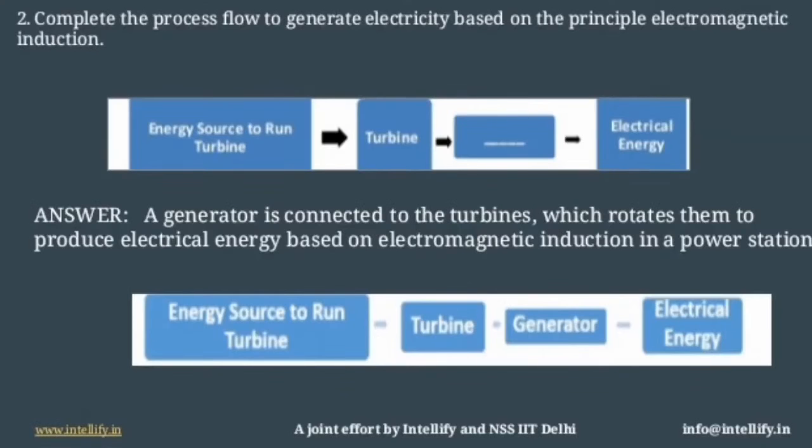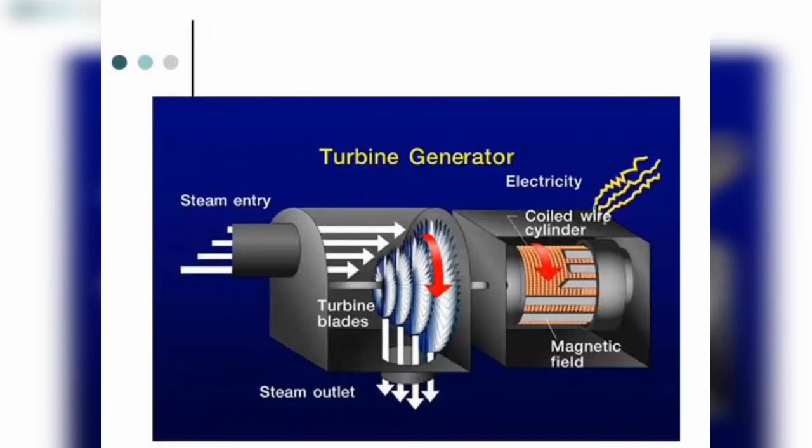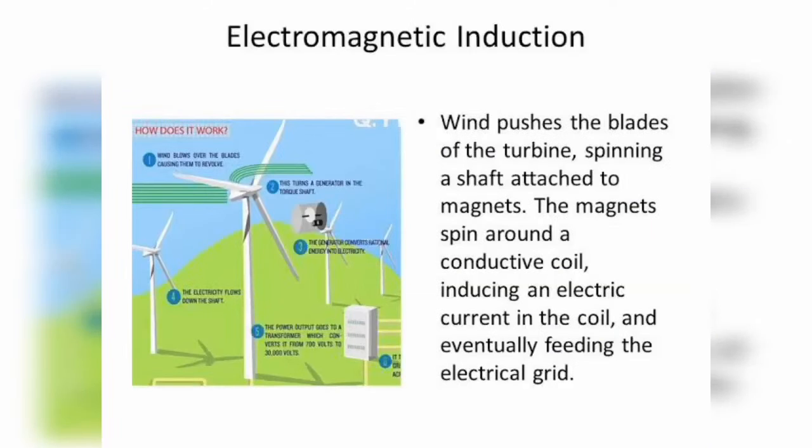Now the second question is, complete the process flow to generate electricity based on the principle of electromagnetic induction. The answer is generator, because it is connected to the turbine which rotates it to produce electrical energy based on electromagnetic induction in the power station. First, what is meant by electromagnetic induction? It is the production of an electromotive force across an electric conductor in a changing magnetic field. You can see that the turbine rotates the generator, then the electricity is produced due to the magnetic field.